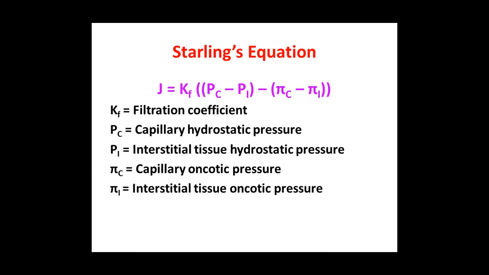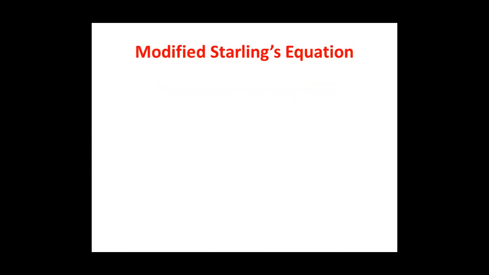What I have already described is applicable in an ordinary capillary. Now for the glomerular capillary, it is a modified Starling's equation. We just modified it like this. Instead of PC, we call it PGC, that means hydrostatic pressure of the glomerular capillary. Instead of PI, we are calling it PBC, that means hydrostatic pressure of the Bowman's capsule. Accordingly, pi GC and pi BC.